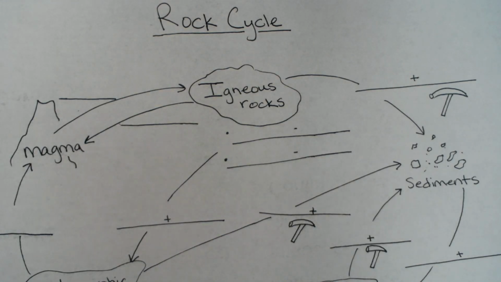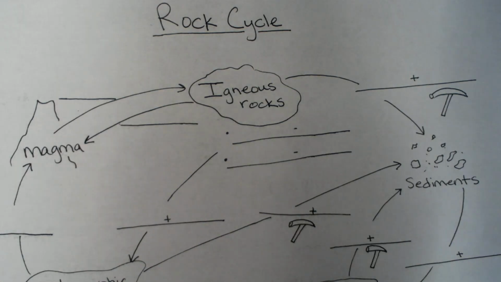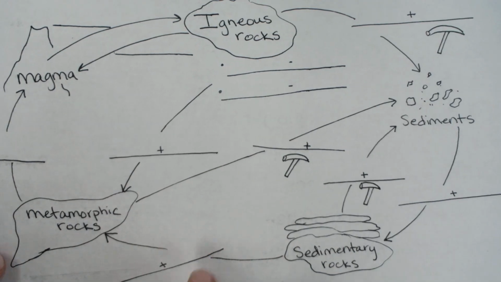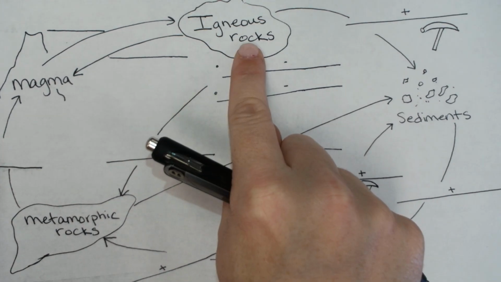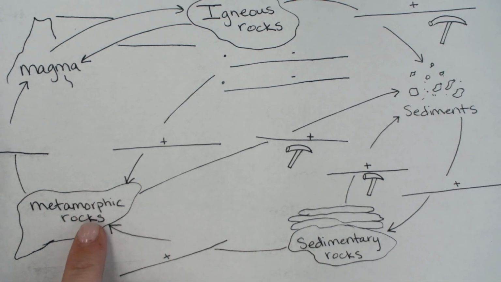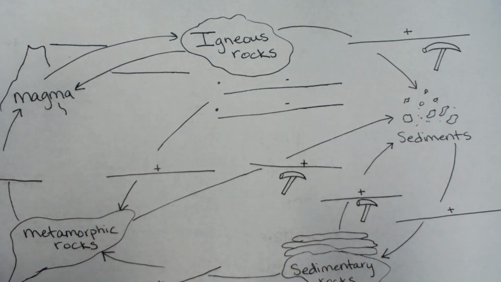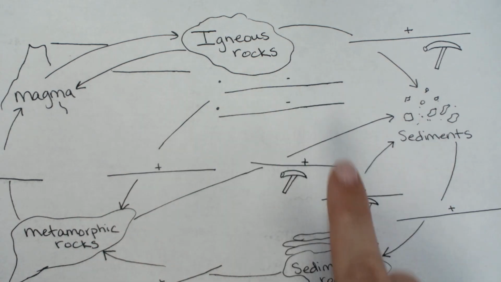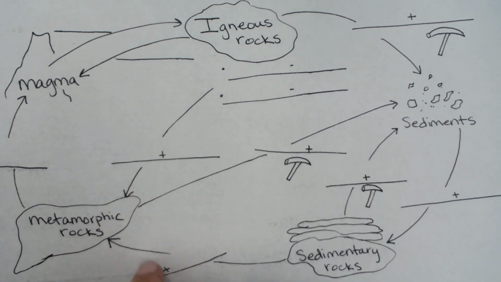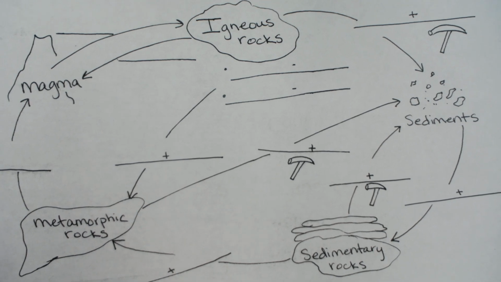Hey everyone, we are going to take a look at the rock cycle today. Alright, so in our rock cycle we have three main rock types. We have igneous rocks, sedimentary rocks, and metamorphic rocks. Now these three rock types can change from one rock type to another. What we're going to do right now is look at how these rock types change and through what processes.